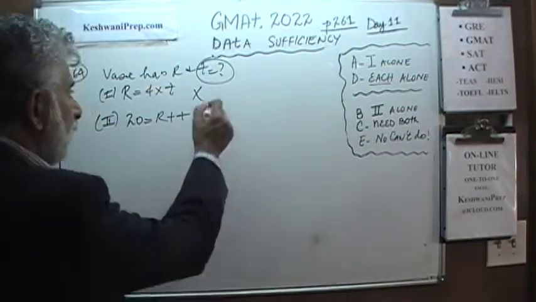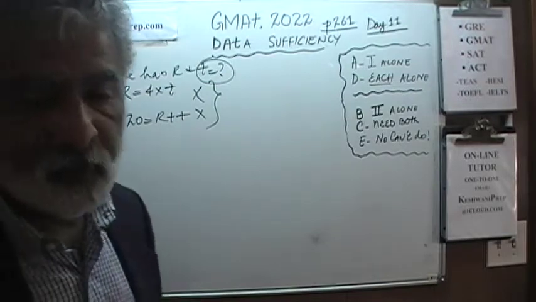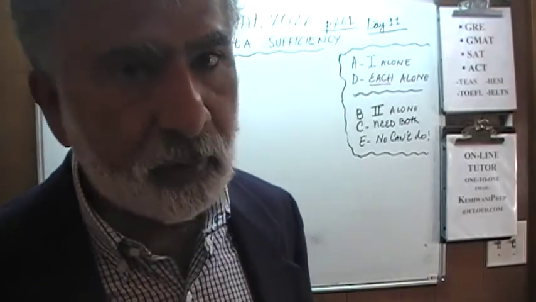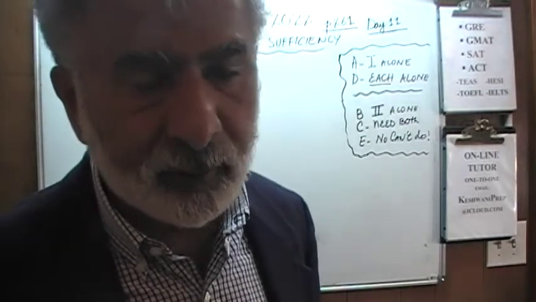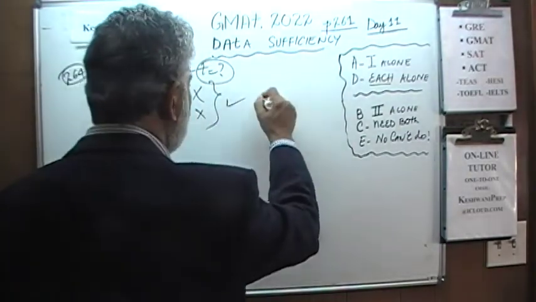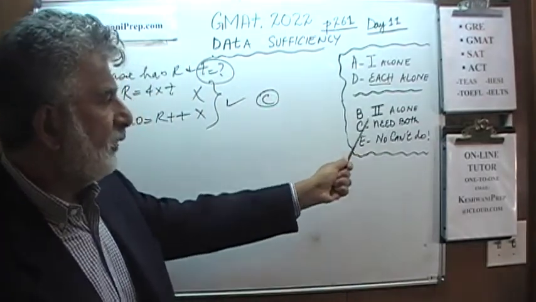But when we put them together, of course, we are home free because now we have two independent equations. We have two unknowns. We can figure out the roses and tulips. We don't actually have to do it. We simply have to understand that we have enough data. We have two equations, two unknowns. It can be done. The answer is C. Putting the two information together, we need both statement 1 and 2 to figure out the answer.